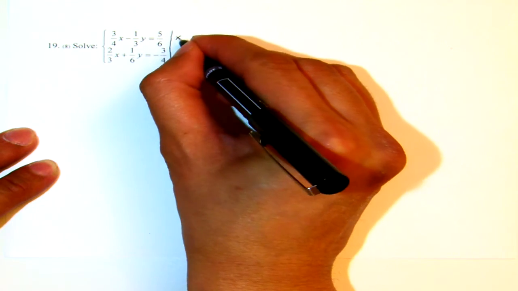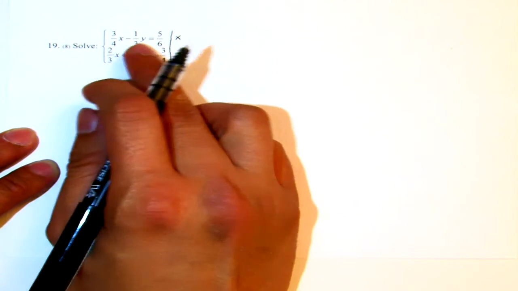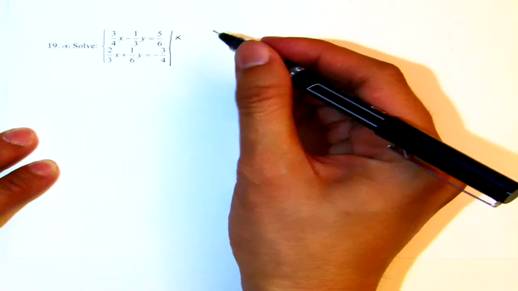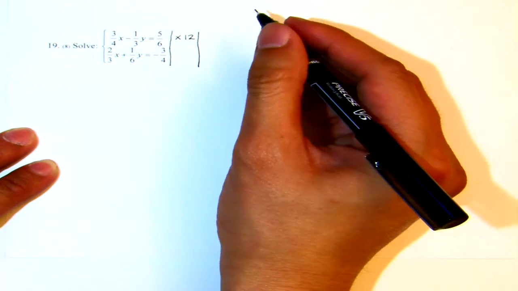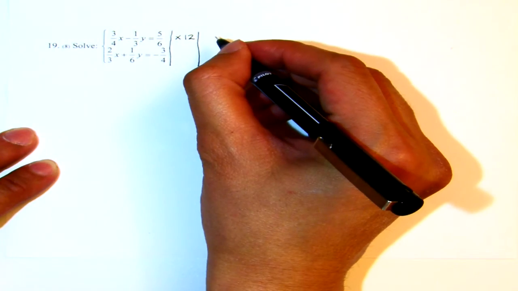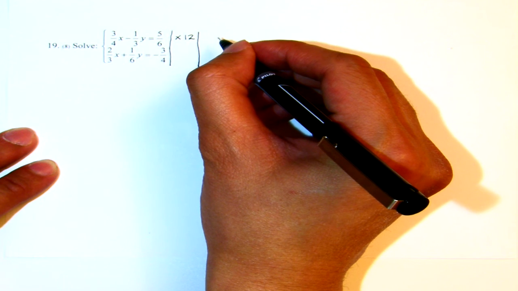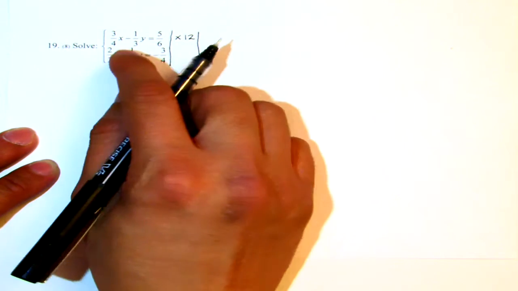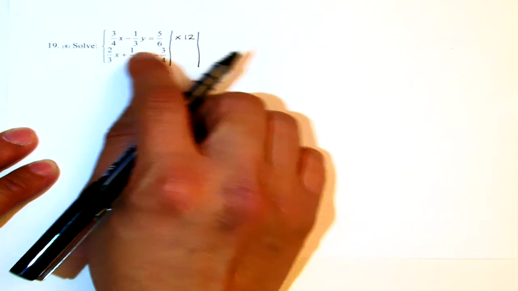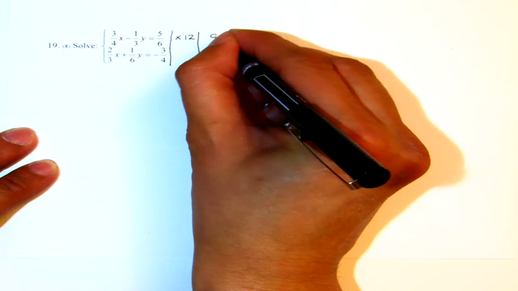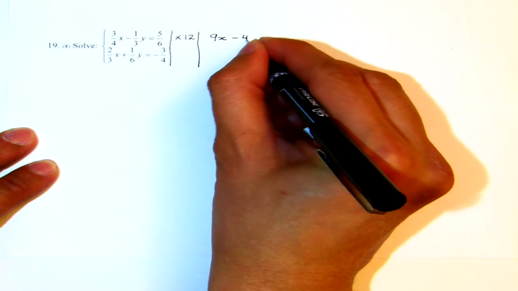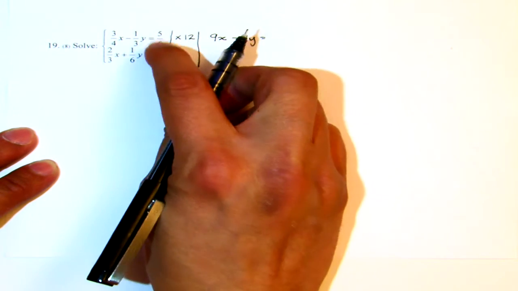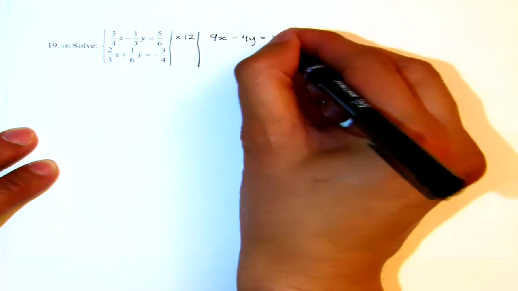Let's say I multiply the top one by the LCD of this equation, which is 12. You will see that multiplying the first equation by 12 will eliminate the denominators. In fact, you will see that we will eliminate the fractions, I should say. Let's say 3/4 times 12 will be 9x minus 1/3 times 12 is 4y equals 5/6 times 12 is 10.